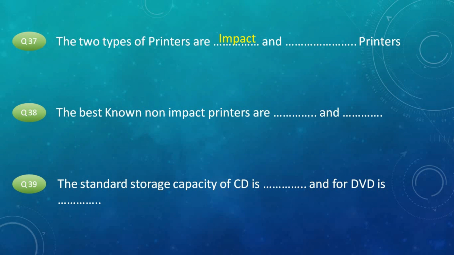The two types of printers are impact printers and non-impact printers. The best known non-impact printers are inkjet printers and laser printers. The standard storage capacity of CD is 700 MB and for DVD is 4.7 GB.